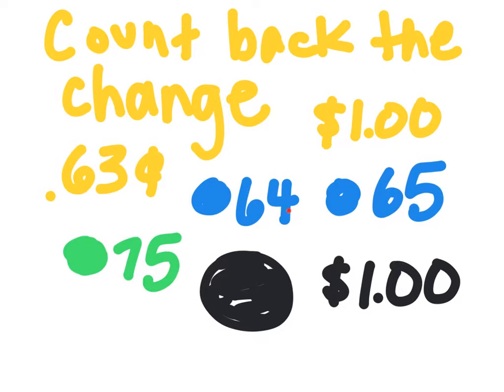A penny to get to 64 cents, a penny gets you to 65 cents, a dime gets you to 75 cents, and I know that a quarter will get me to $1. And then when I hand them the quarter, I say $1. And now I have counted back the change, and that's the most professional, most accurate way to do it. When you have to make change, you don't usually have time to write it down or to grab a calculator.